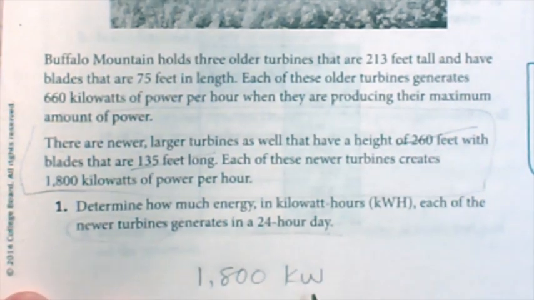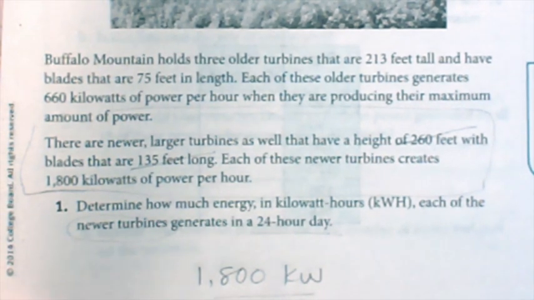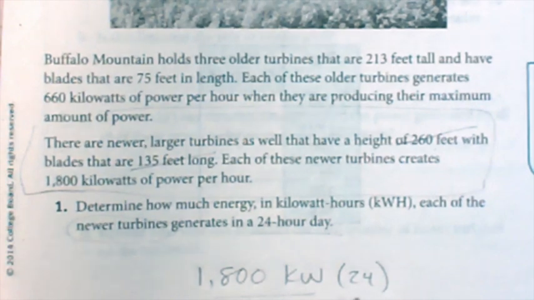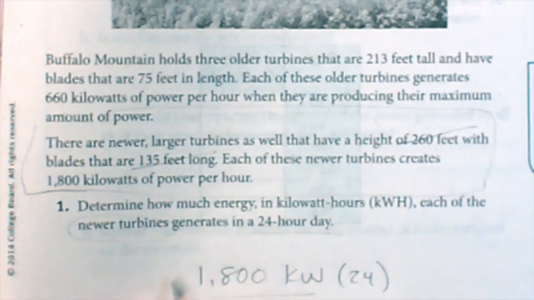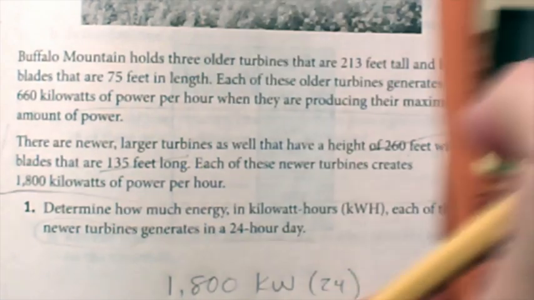So in a 24-hour day, if this is per hour, this is in 1 hour, then in order to figure out how much it's going to be in a 24-hour day, does everybody agree I can just multiply this by 24? In 1 hour, it's creating 1,800 kilowatts. 2 hours, 2 groups of this. 3 hours, 3 groups of this. Groups of is multiplying.